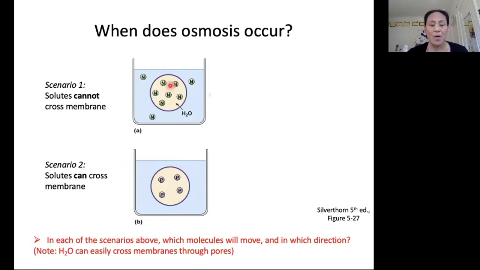So what I would like you to do now is take a look at these scenarios and think about which molecules are going to move in each scenario and in what direction they will move, okay? And again, I just want to emphasize that water can easily cross the membrane through pores that exist in the membrane. So go ahead and hit pause to think about that, and then we'll come back to it.